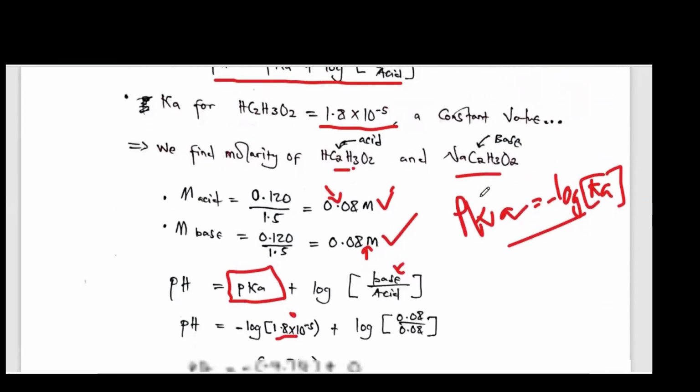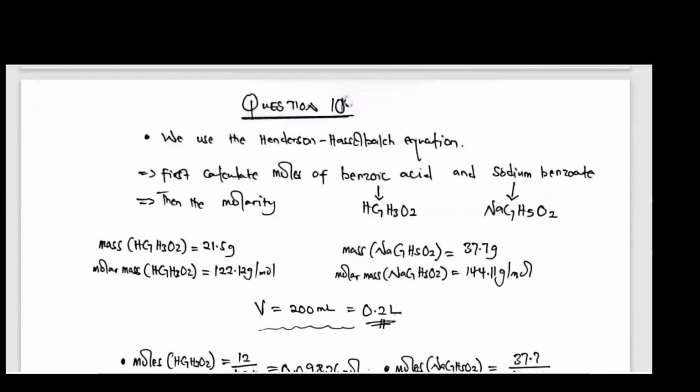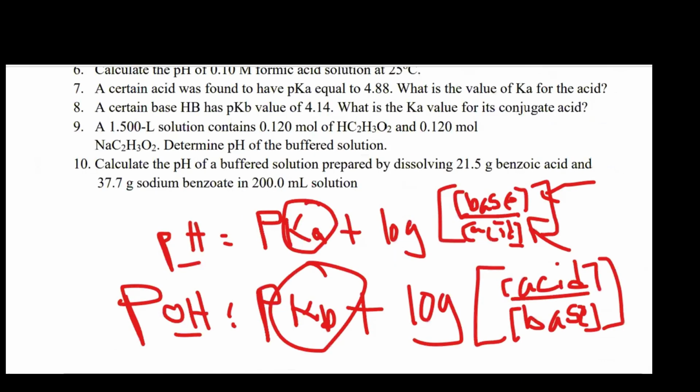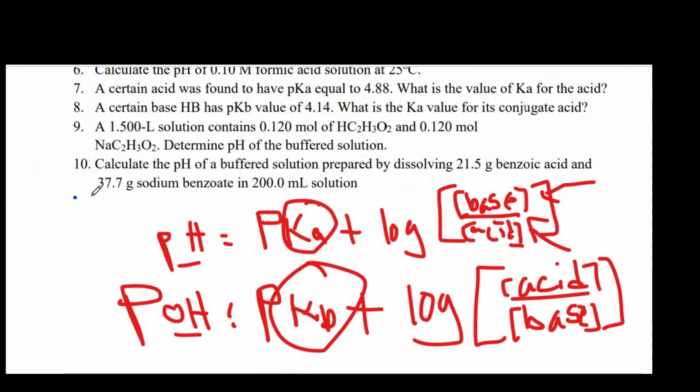I'm pretty sure even number 10 is on the HH formula, so let's look at it. That's number 10, but let's read the question first. Number 10, they're saying calculate the pH of the buffered solution prepared by dissolving 21.5 grams of benzoic acid and 37.7 grams of sodium benzoate in a 200 milliliter solution.